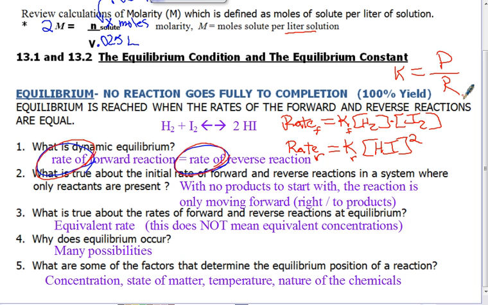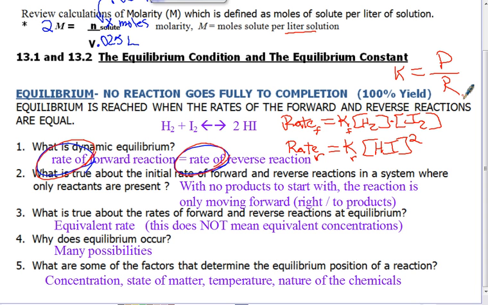What is true about the initial forward versus reverse reactions? Usually we have all reactants and no products, and the reaction's only going one direction for a little while, so the reverse reaction doesn't even exist. At equilibrium, they're equal rates.